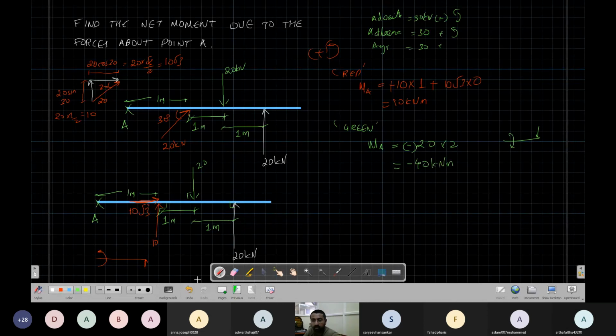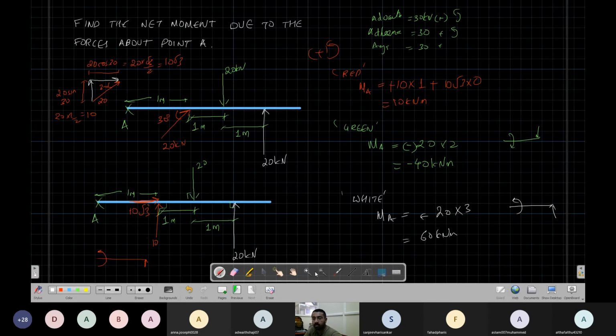Okay, now we will get the white force. M at A equals 20 times 1 plus 2 plus 3. What is the sense? It is trying to rotate in the anti-clockwise direction. This is plus 60 kilonewton meter.